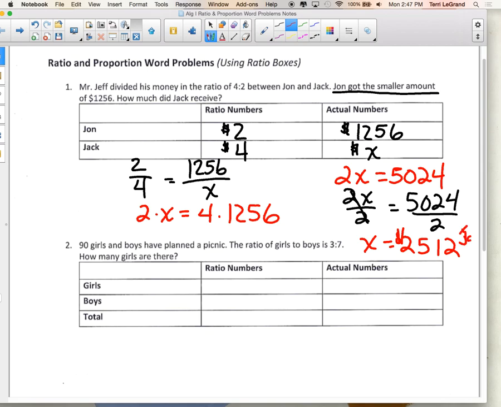I'm not going to put mine there. I'm going to run out of room. I'm going to put it right here, I guess. So Jack receives $2,512.